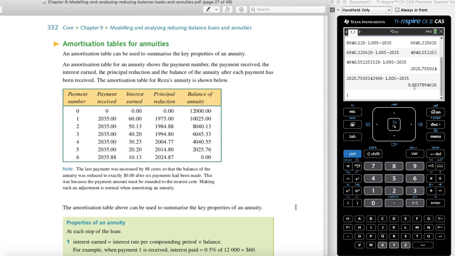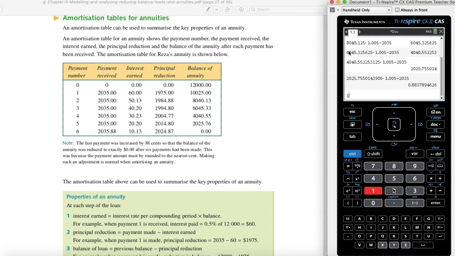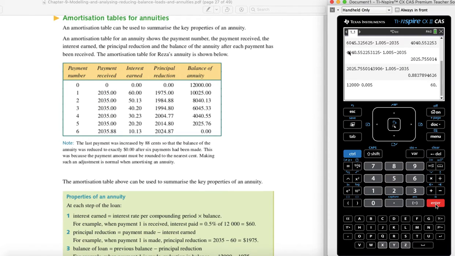Then we get into the tables for these annuities. This is where a few people still get confused about how these tables work. This table just replicates what's been happening on this calculator. For instance, interest earned: that $12,000 there, and then how they got $60 for the interest earned is they multiplied it by 0.005, which is the $60, which makes sense.